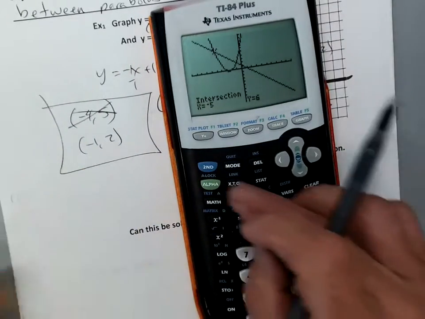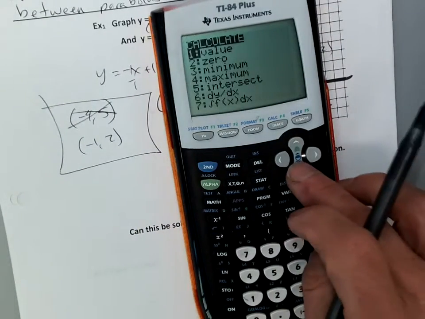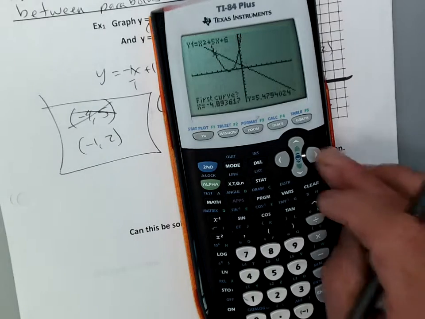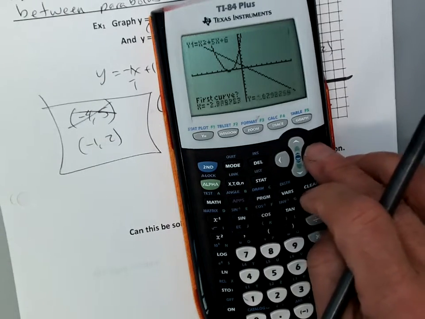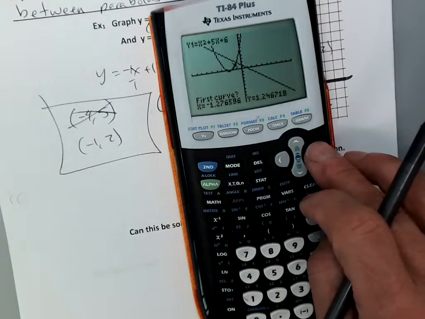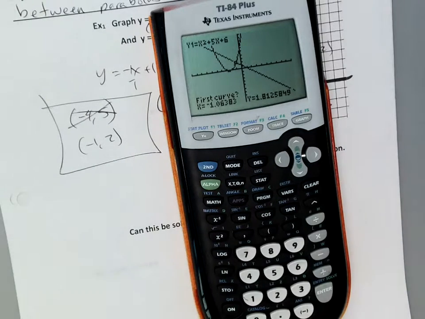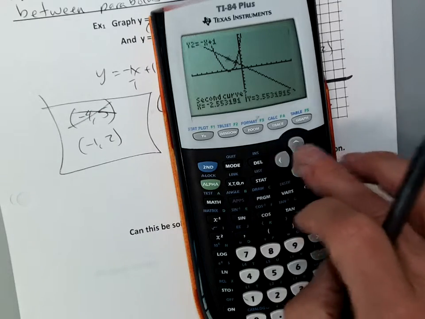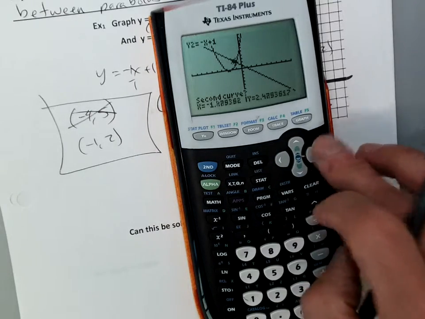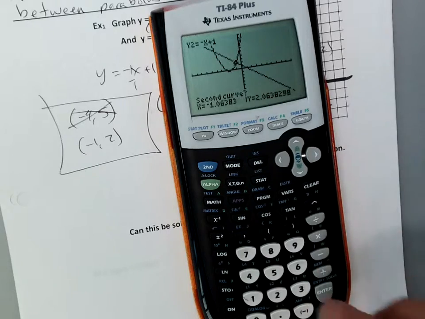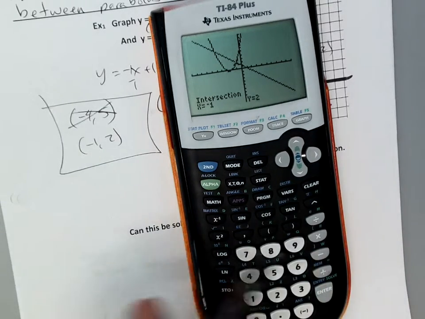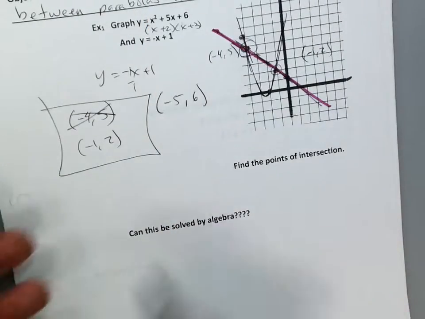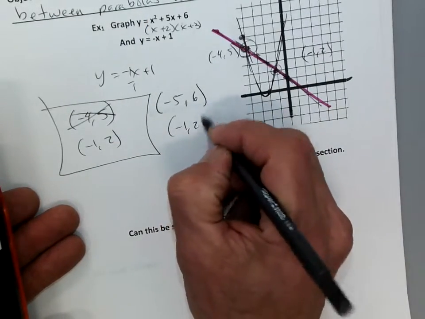Okay. Second, Calculate. Intersect. First curve. I want to go over to this one. So I get my cursor here. It's right about there. It's right about where they intersect. Blink, blink, blink. Enter. Second curve. Well, I don't want it there. I want it right about where they intersect. Right about there. Enter. Hold on. Negative 1, 2. Now that one I got right. That one I guessed right, okay? Negative 1, 2. Yeah, Derek?